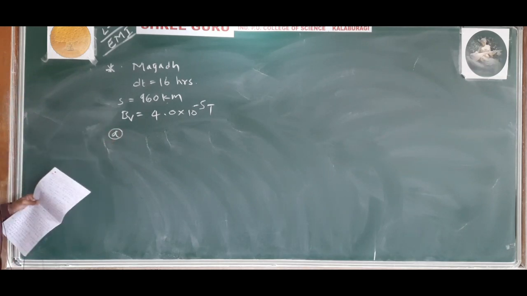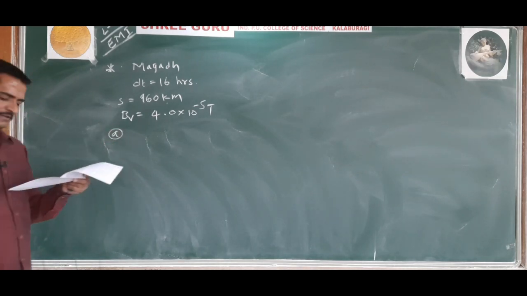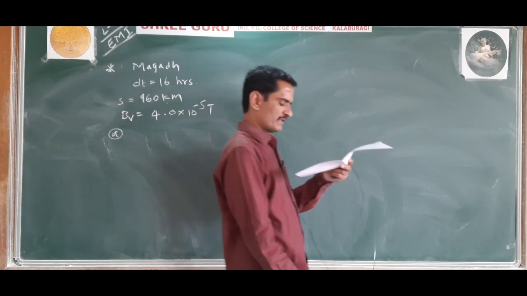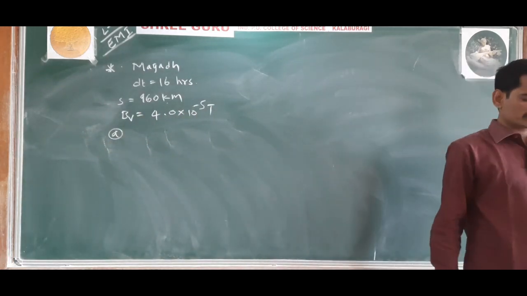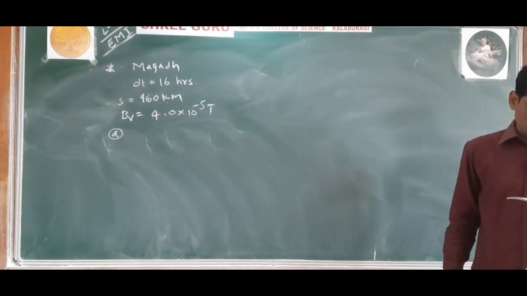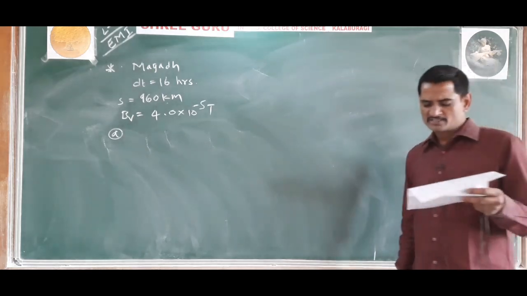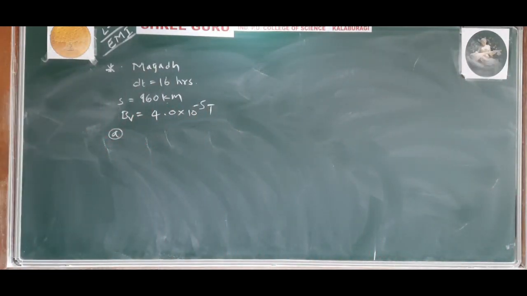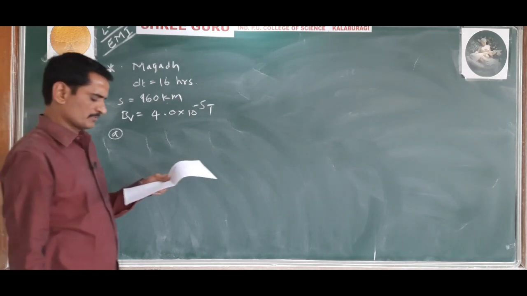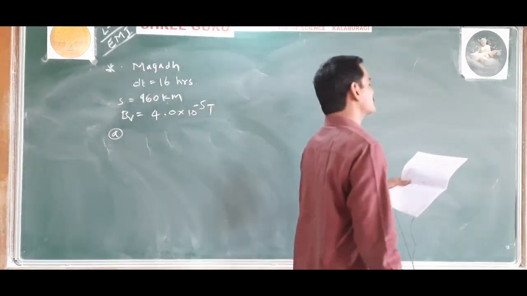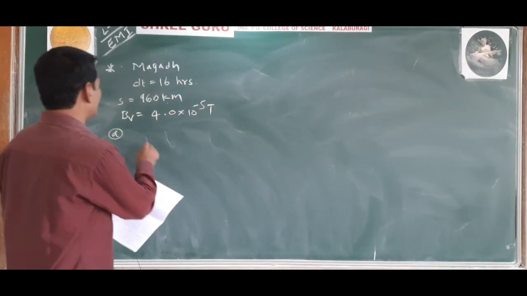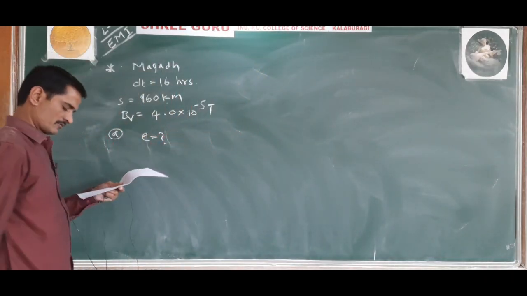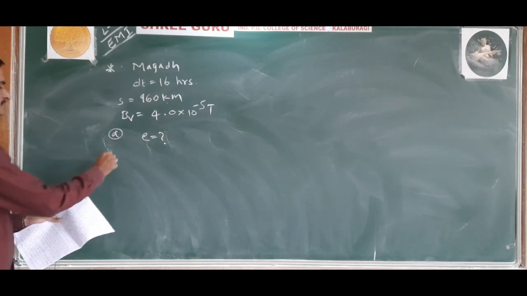Next line. A, first one. Find the average EMF induced across the width of the train. You please stop.